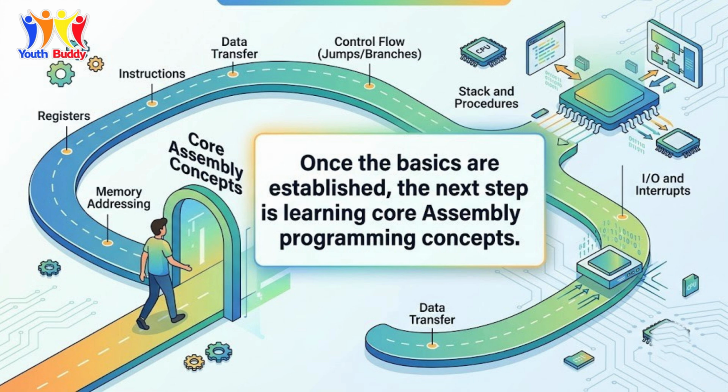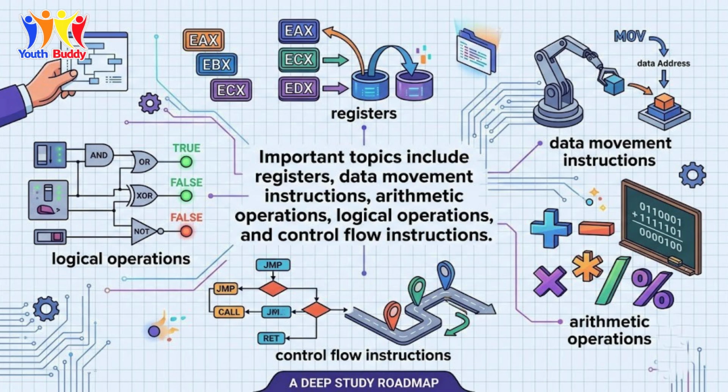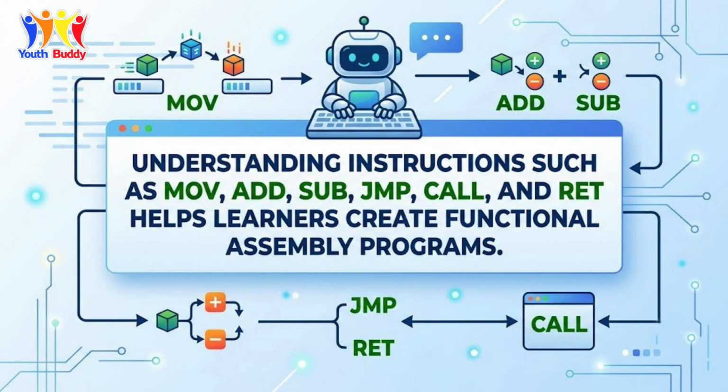Once the basics are established, the next step is learning core assembly programming concepts. Important topics include registers, data movement instructions, arithmetic operations, logical operations, and control flow instructions. Understanding instructions such as MOV, add, sub, JMP, call, and ret helps learners create functional assembly programs.